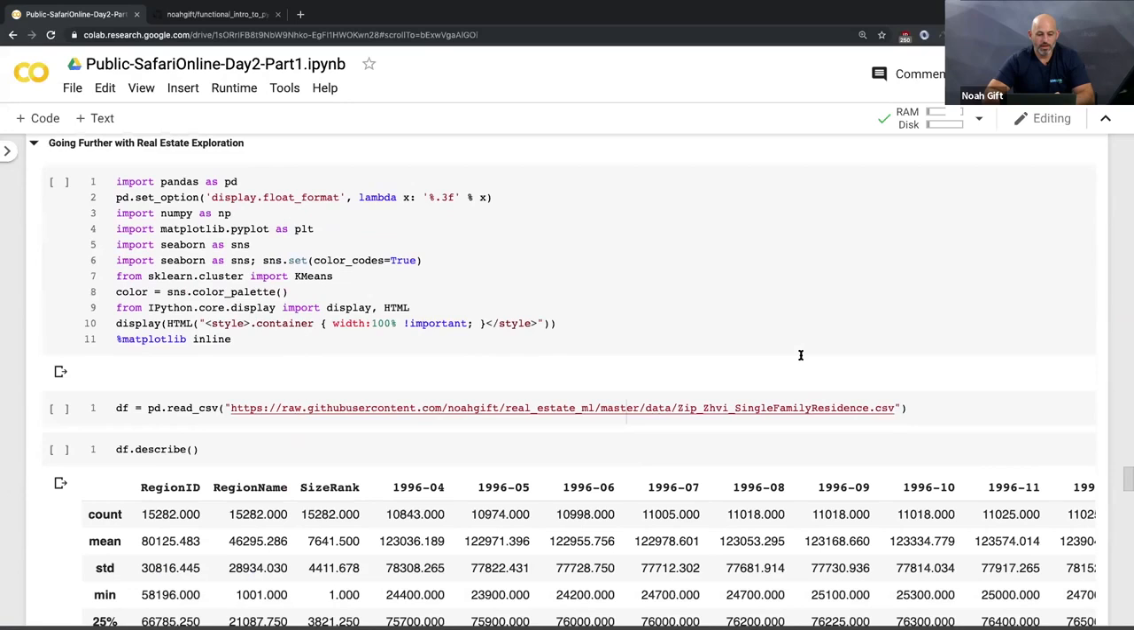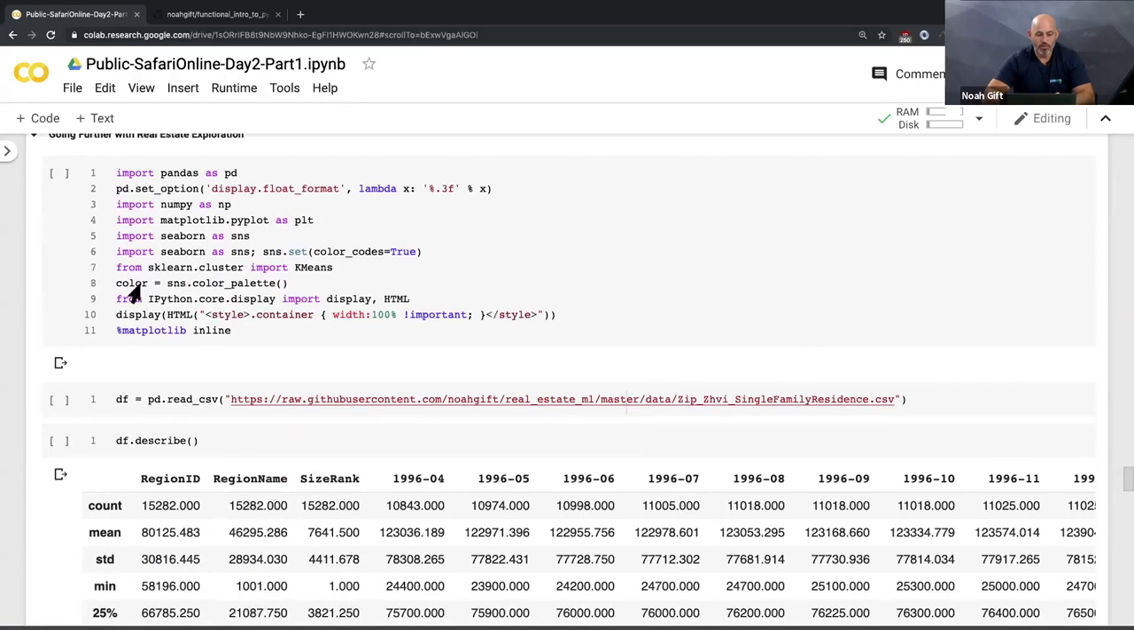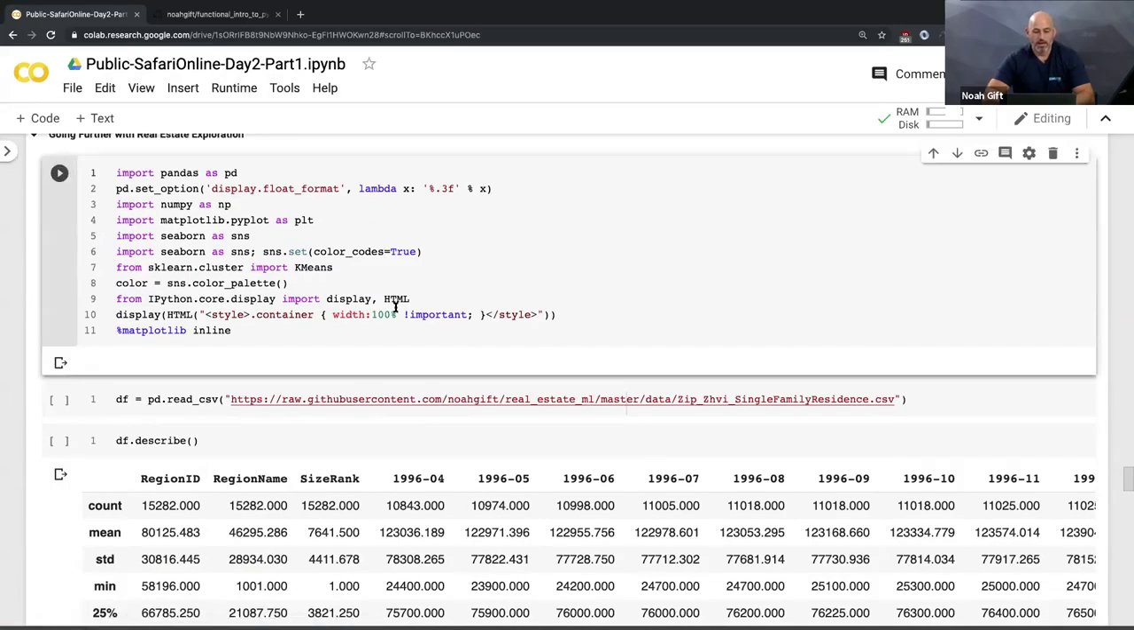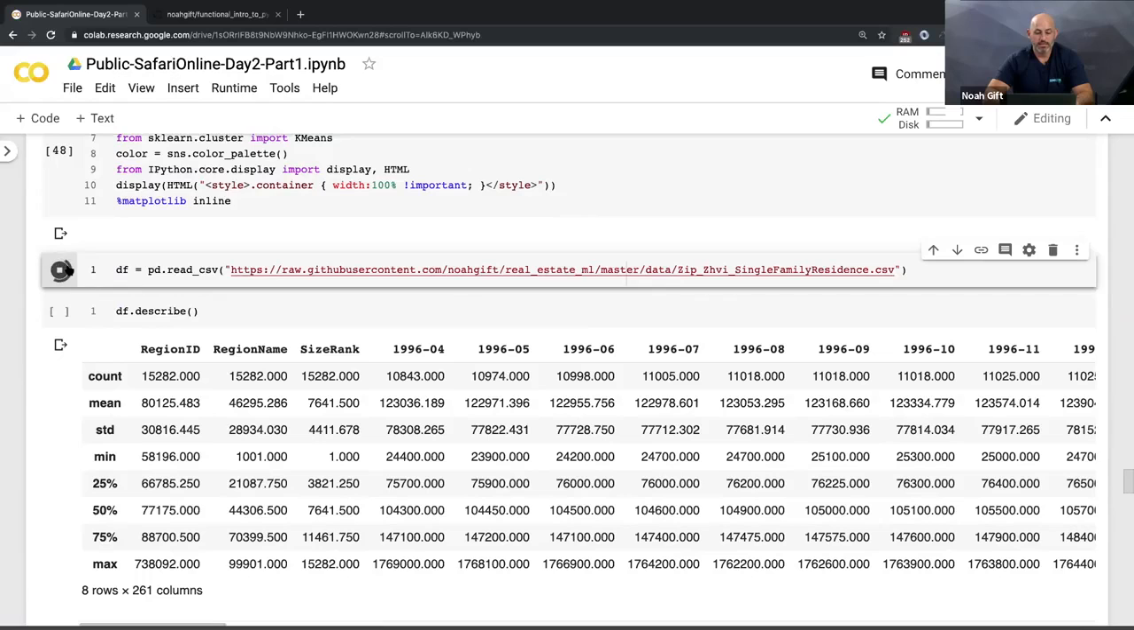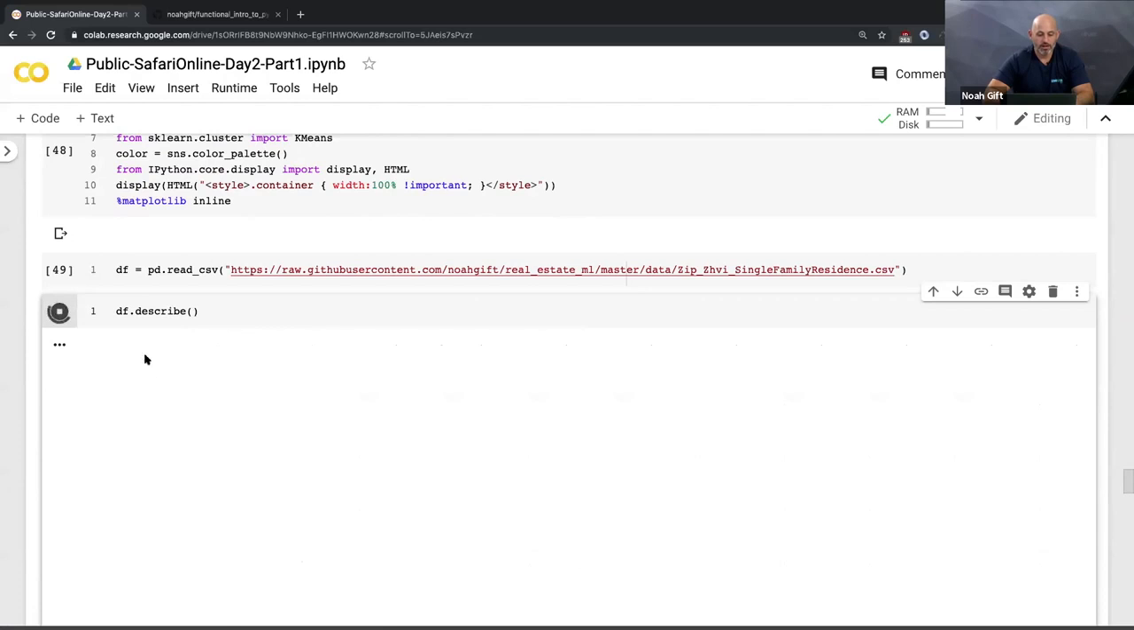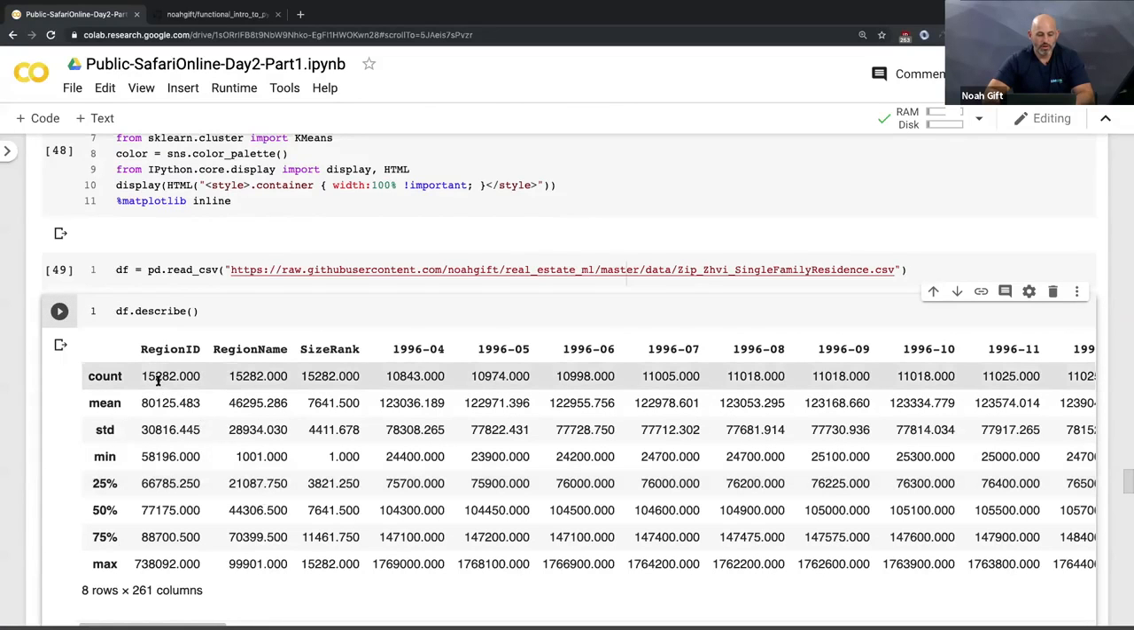And so what I'm going to do here is import a lot of libraries, and then pull in a separate data set. I didn't even use this data set earlier, but this data set is from Zillow, and it shows the last 30 years of housing prices. If I do a description here, you can see that there's a total of 15,000 rows. So there's a lot of data in this data set.